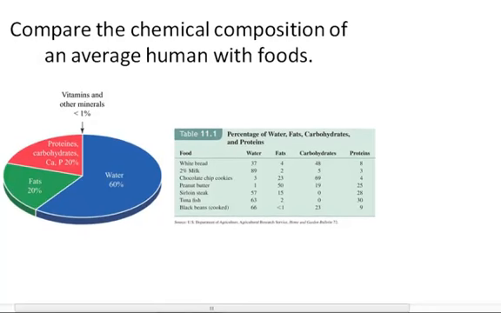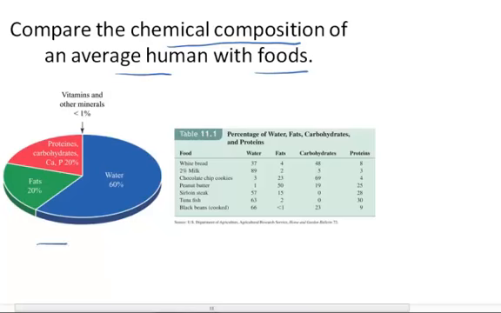So what we want to start doing now is start wrapping our brains around this concept of, you are what you eat, and understanding what is the composition of the human body biochemically compared to the composition of the foods that we put into our body. All right. So this is the concept of you are what you eat. So let's compare the chemical composition of an average human with some chemical composition of some foods.